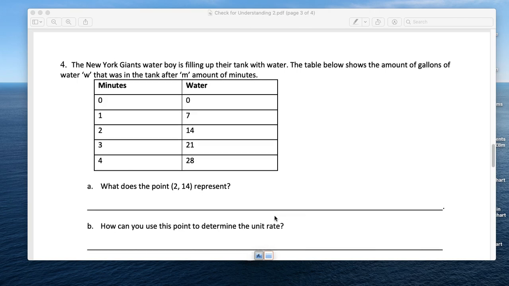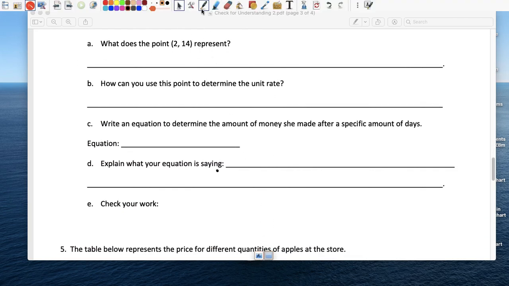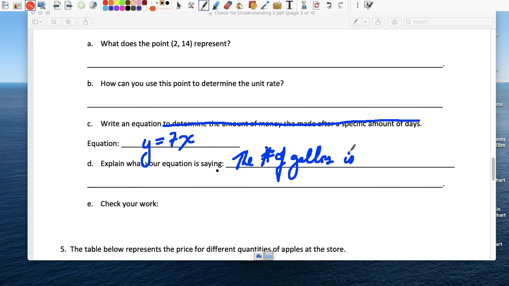Let me just keep this as this. Just write an equation. Let's cross all that out. So the equation obviously is y equals 7x. Explain what your equation is saying. The equation is saying that the total number of gallons is equal to 7 times the number of minutes.